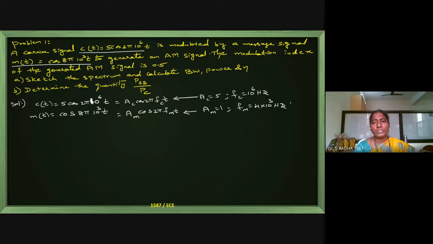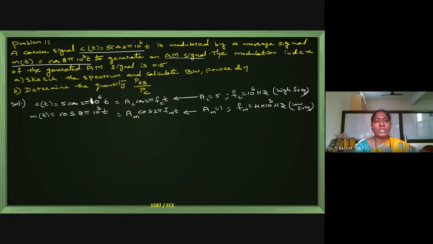So you can see this is the lower frequency and this is the higher frequency. Carrier will have higher frequency, message will have lower frequency, and these two are mixed to generate the AM signal.